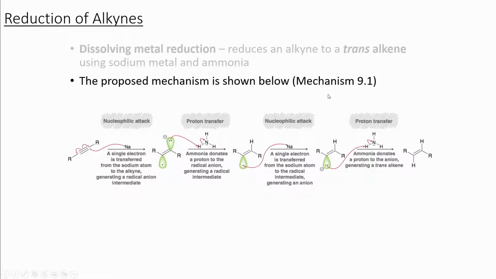The reaction involves single electron chemistry for the first stage. A single electron from sodium is transferred to the alkyne, creating a radical anion intermediate on the alkyne. This can then be protonated, followed by a second single electron transfer to produce another anion, which is then protonated with a molecule of ammonia.